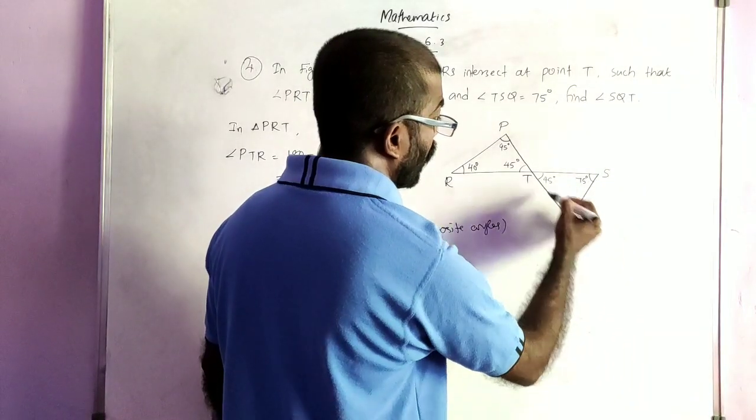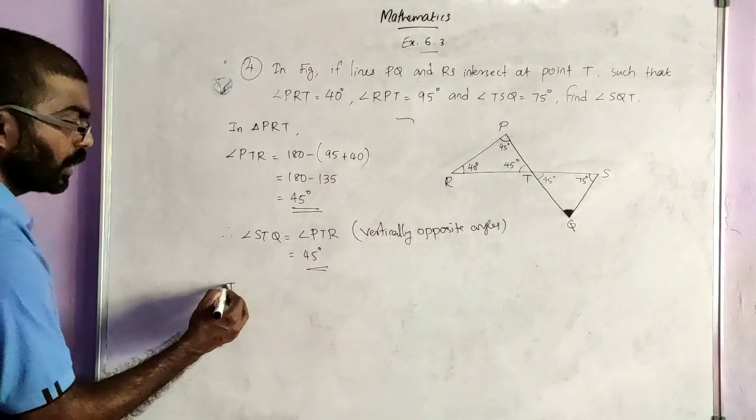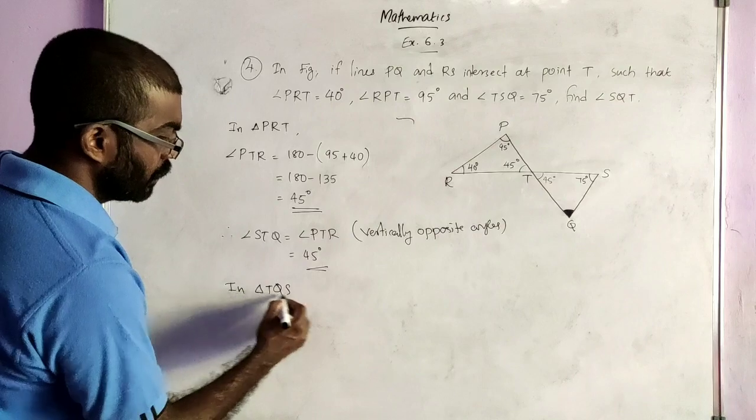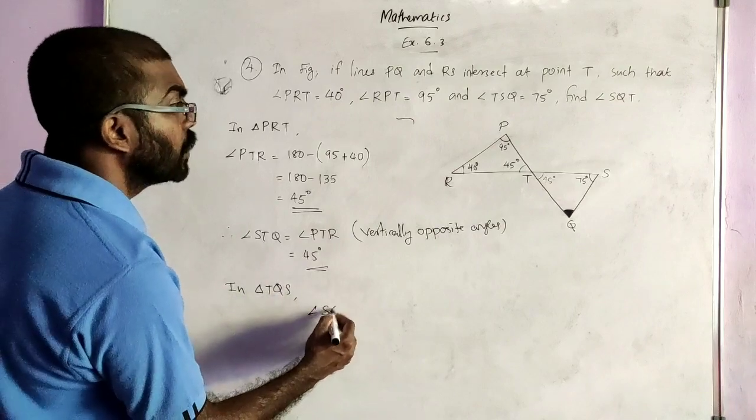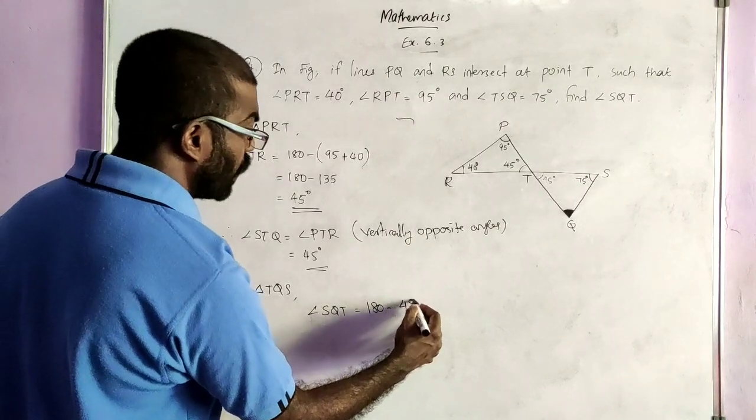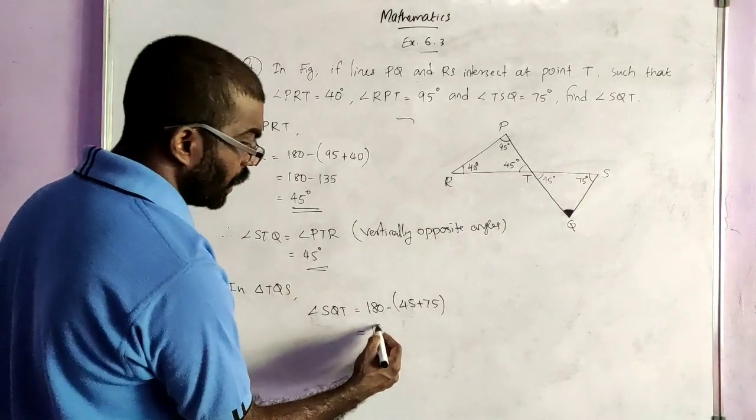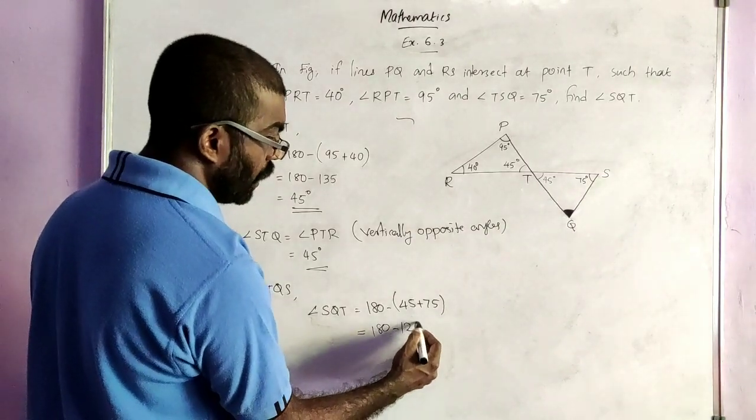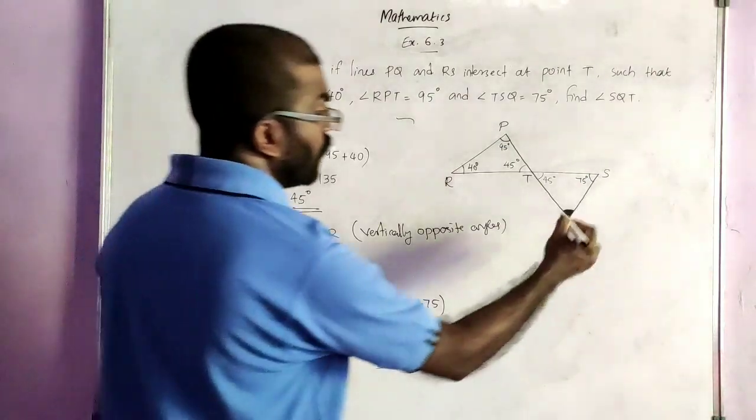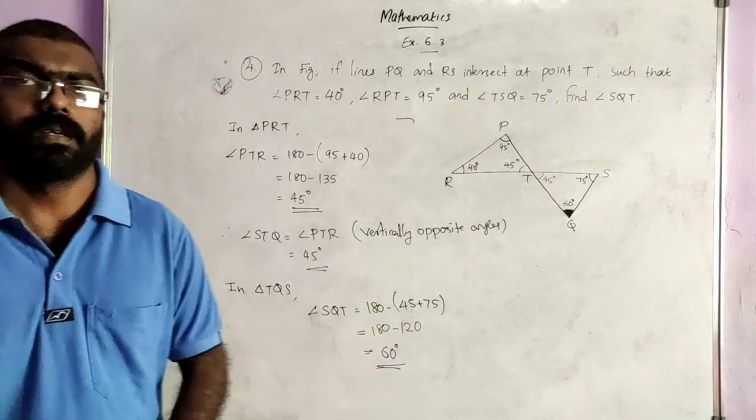Now we can find angle SQT from the second triangle using the angle sum property. So we can write, in triangle TQS, angle SQT is equal to 180 minus (45 plus 75), which is equal to 180 minus 120, which is equal to 60 degrees. So the final answer is angle SQT is equal to 60 degrees. Clear?